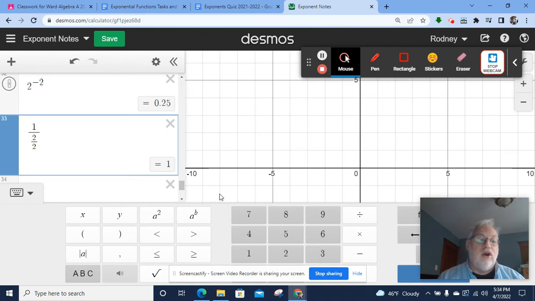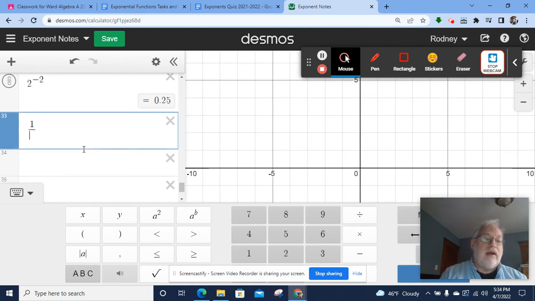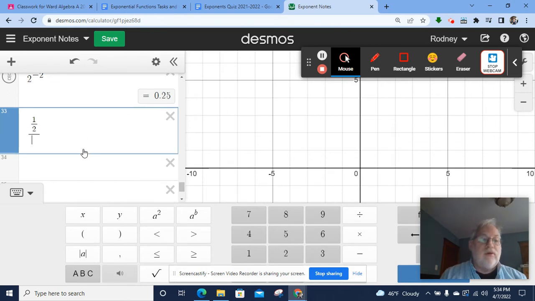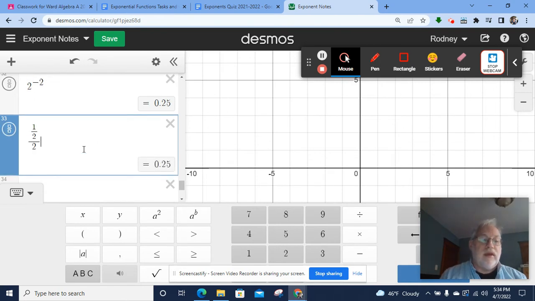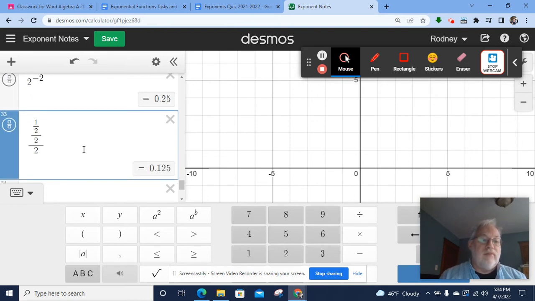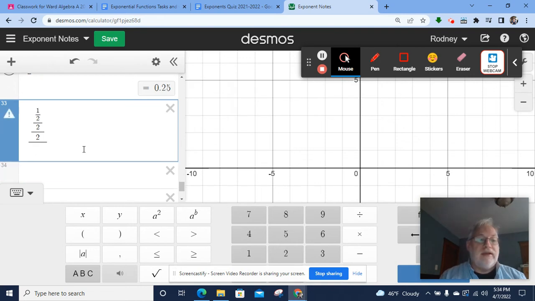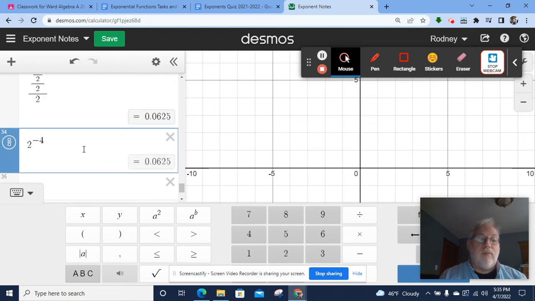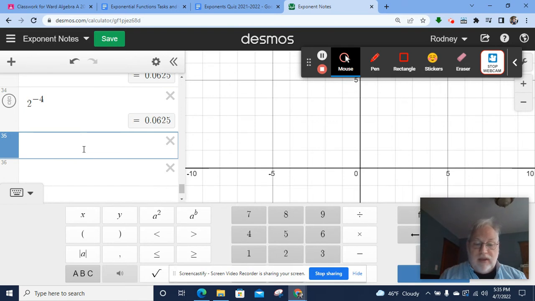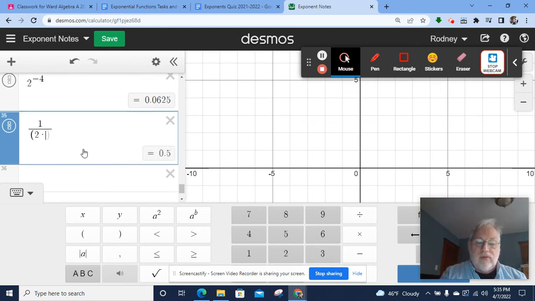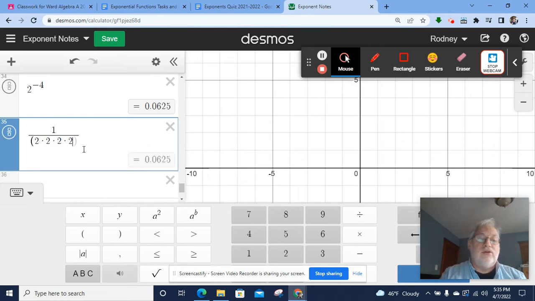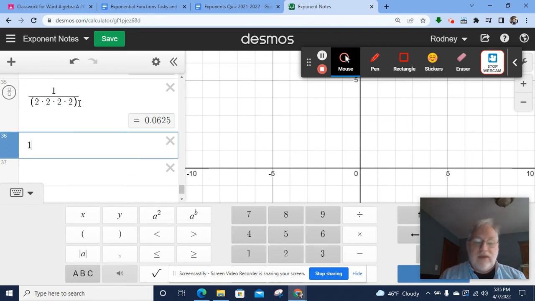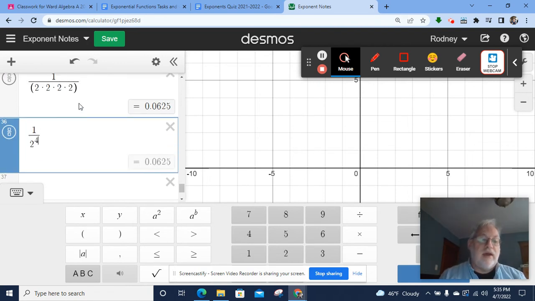So that's 1 over 2 divided by 2. Okay, and then I make that. If I wanted to do 2 to the negative 3, that divided by 2, and 2 to the negative 4, that divided by 2, and I get there. Okay, and so I'll confirm that, 2 to the negative 4 power. Another way to write that, though, would be 1 over 2 times 2 times 2 times 2. And so another way to think about 2 to the negative 4th is 1 over 2 to the positive 4th.